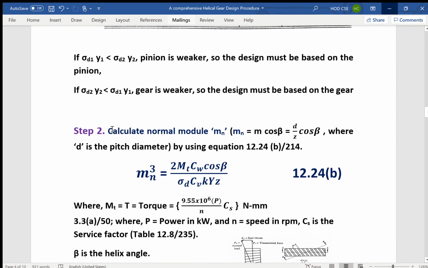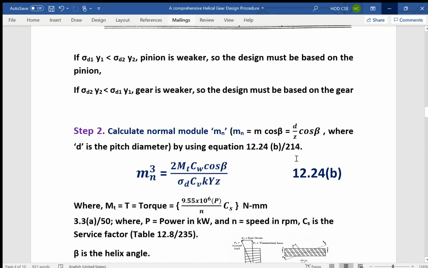Step 2. Calculate the normal module Mn. Normal module Mn is equal to m cos beta, that is d by z cos beta, where d is the pitch diameter. So by using equation 12.24b, which is given on page number 214, we need to find Mn. It's actually a modified equation.